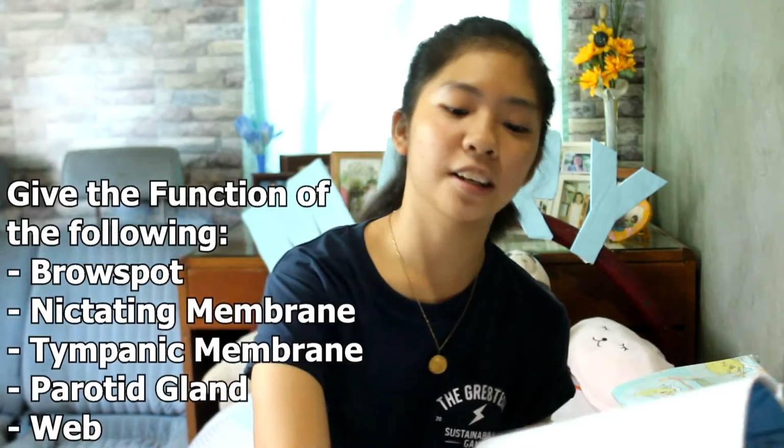Next is the web. As said earlier, the web is the membranous extension of the skin to produce more surface area, allowing the frogs to swim easily. Okay, so the next is the internal anatomy. Now we would be dissecting a frog, but we are not.